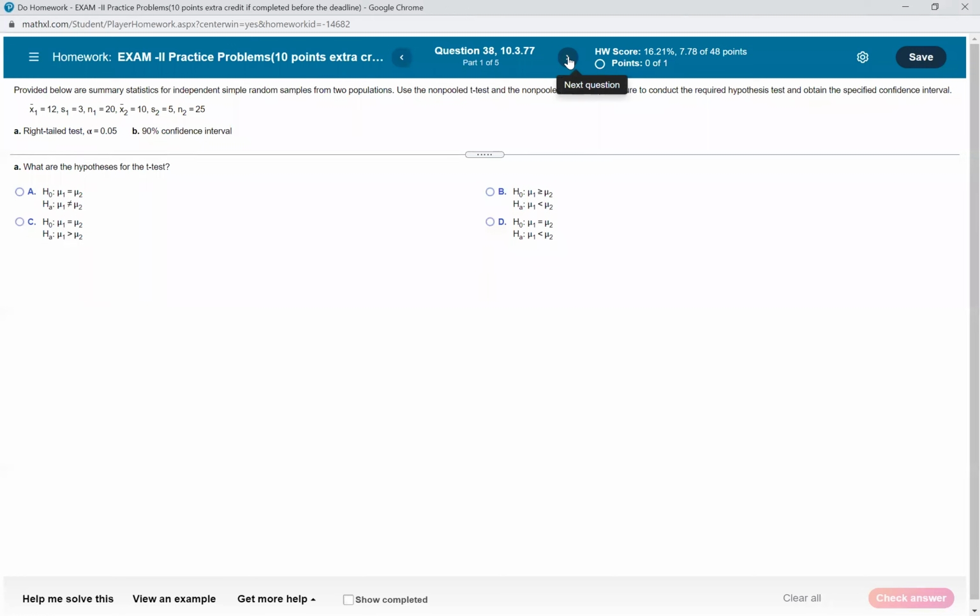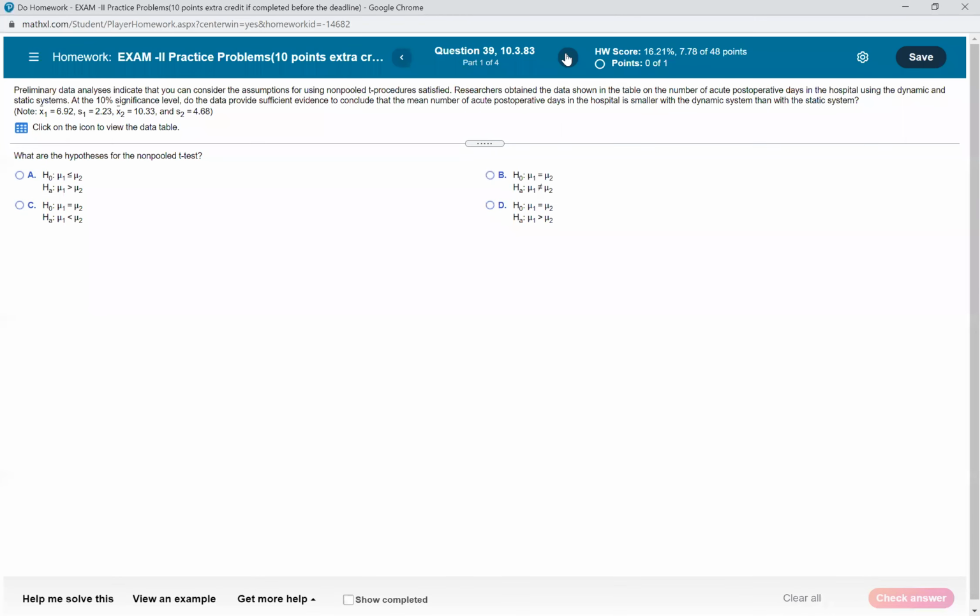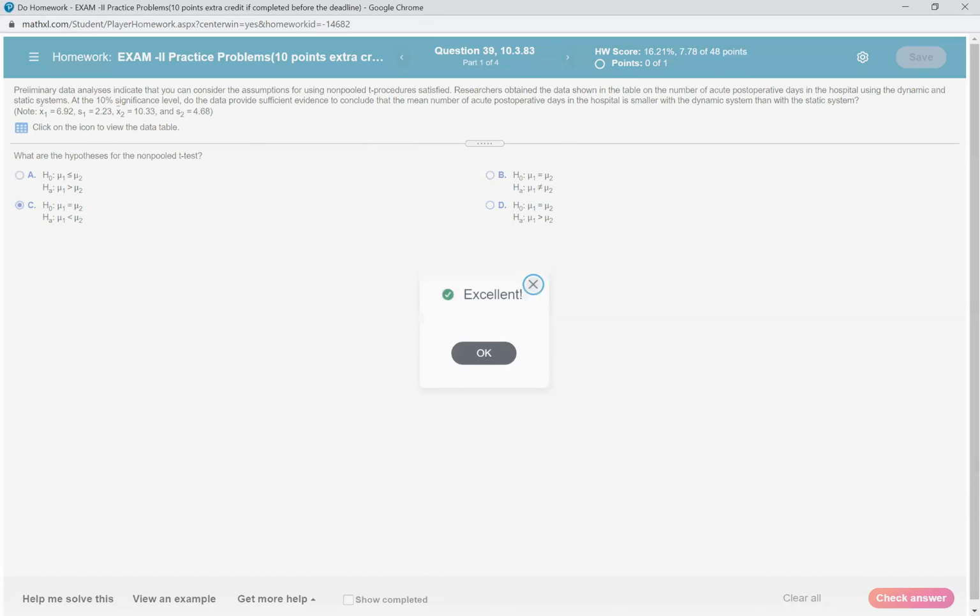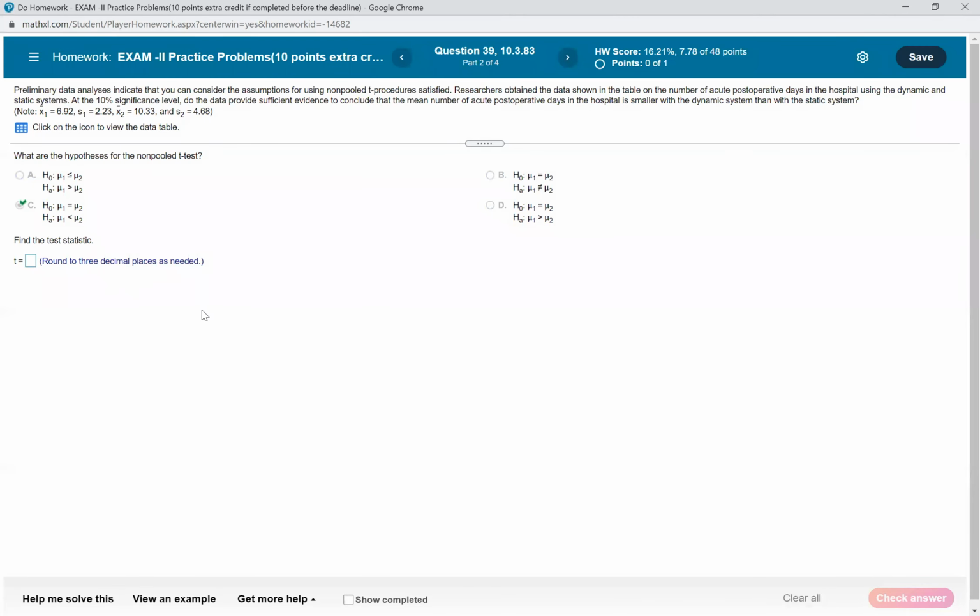Yeah, so this is a right tail test, and this is also an independent sample. This is non-pooled, and this is also... is it a right tail test or left tail test? I mean, the number of acute post-operative days in the hospital is smaller than. So this is actually a left tail test. So the correct answer will be this one, I guess. Then you will calculate the test statistic for the non-pooled t-test and find the critical value.